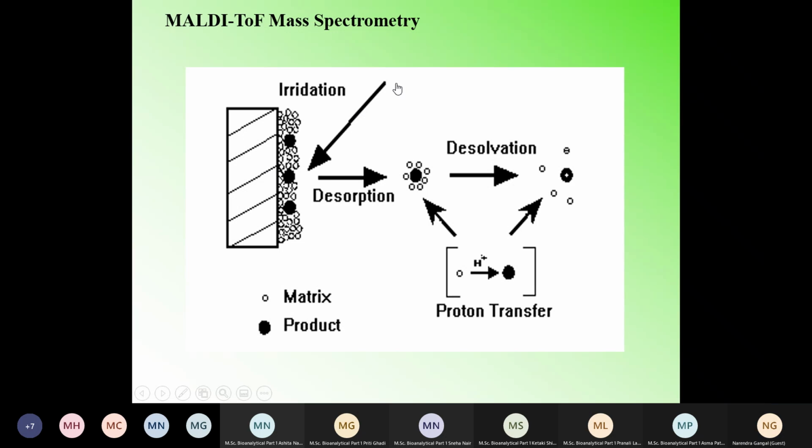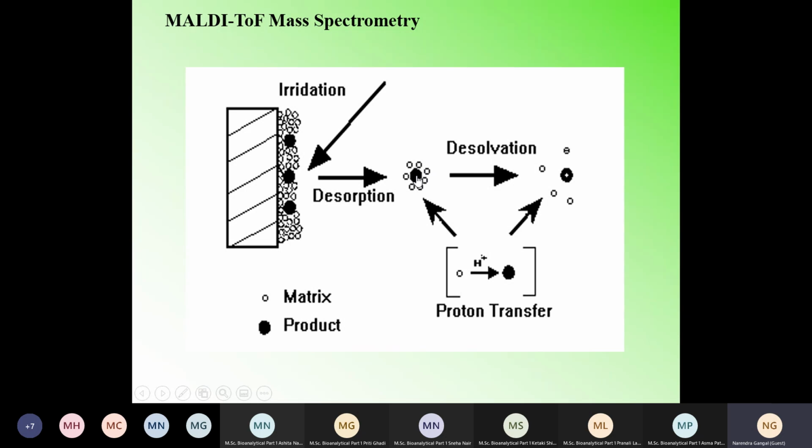So this is the arrow which is showing the laser beam. The laser beam is there, then the matrix is there, it causes supersonic expansion. First the matrix absorbs the energy, and then there is supersonic expansion of the plume of the matrix along with my compound of interest. So then there is a flight, in the sense the matrix takes the compound of interest into the space, an evacuated space basically, there is no air here.